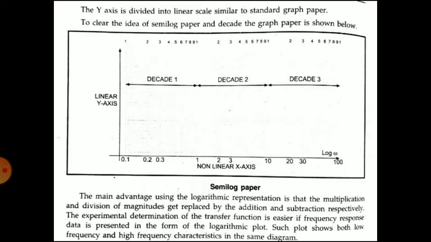To clear the idea of semi-log paper and decade, the graph paper is shown below. The main advantage of using the logarithmic representation is that the multiplication and division of magnitudes get replaced by addition and subtraction respectively. The experimental determination of the transfer function is easier if frequency response data is presented in the form of the logarithmic plot. Such a plot shows both low frequency and high frequency characteristics in the same diagram. So this is regarding the semi-log paper.